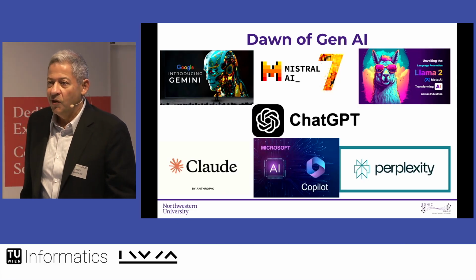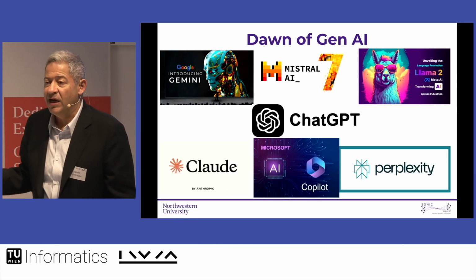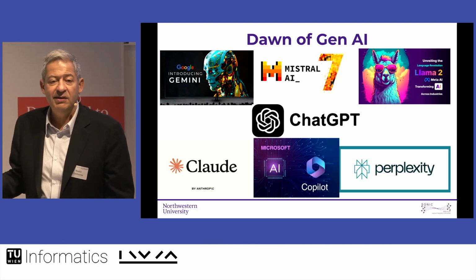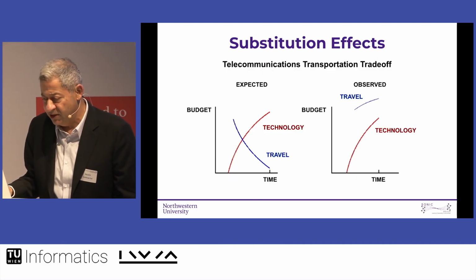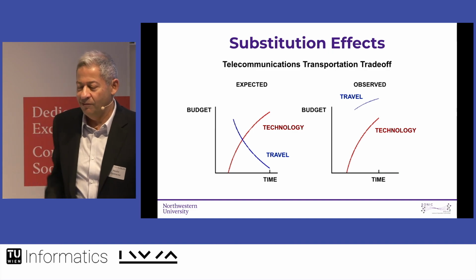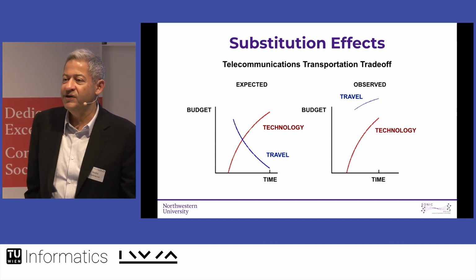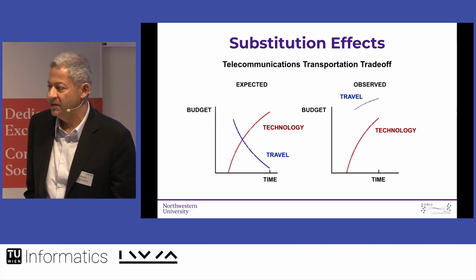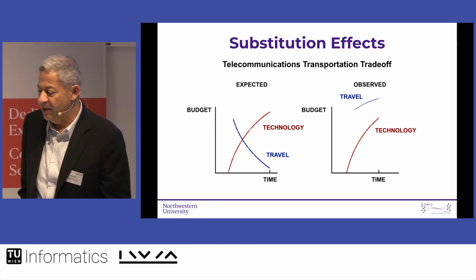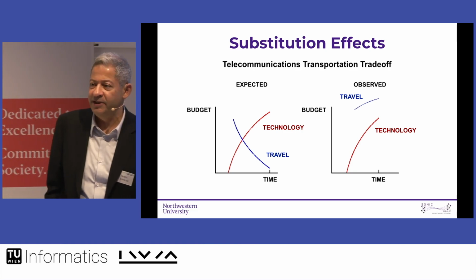Of course, with the dawn of Gen AI, we see a lot of these same kinds of technologies that have a lot of the same kind of features that I was just describing to you. There's a problem, though. Substitution often works on the wrong assumptions. Take an example from history. This is the telecommunications transportation trade-off.